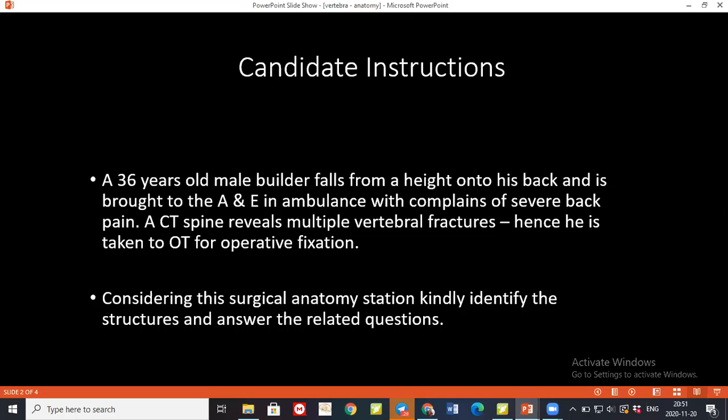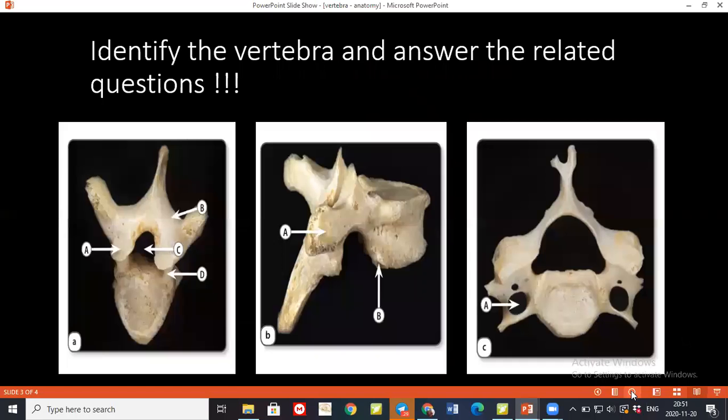So if you have read and understood, kindly identify, looking at picture 1 on the left hand side, picture A, structures A, B, C, and D. And first of all, tell me these are from which region? I think it is the 7th cervical vertebra, ma'am. Very good. Can you identify A, B, C, and D?